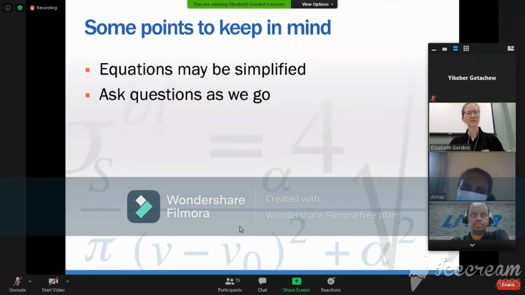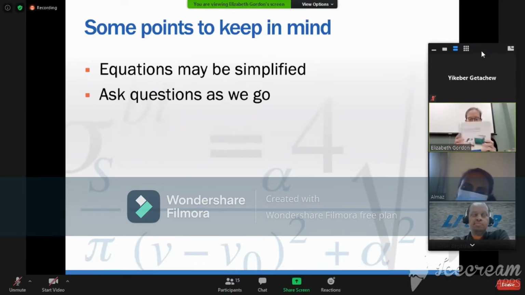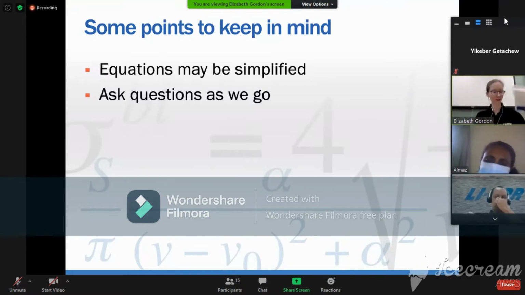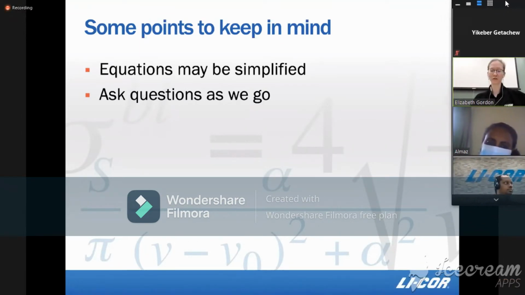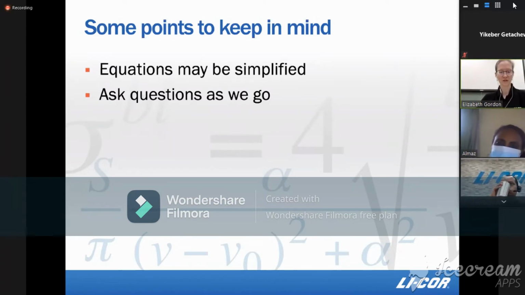A couple of things to keep in mind. Some of the equations are going to be simplified, and I do not mention a couple of terms. All of the actual terms are in the manual. The full equations are in the manual, which is quite large and full of information. The other thing I want to encourage is asking questions as we go. I have some stopping points in this lecture where I specify questions.